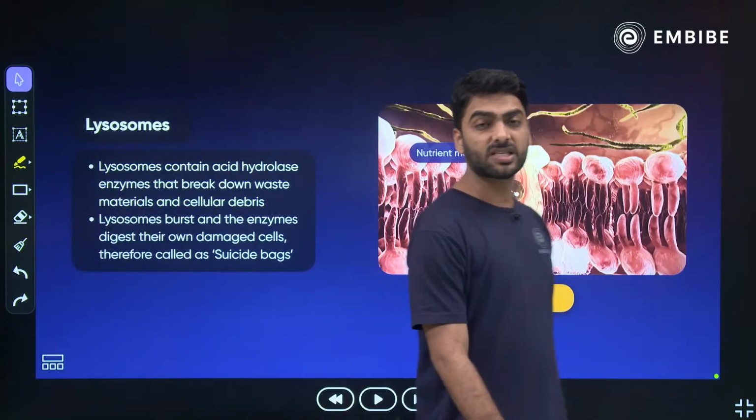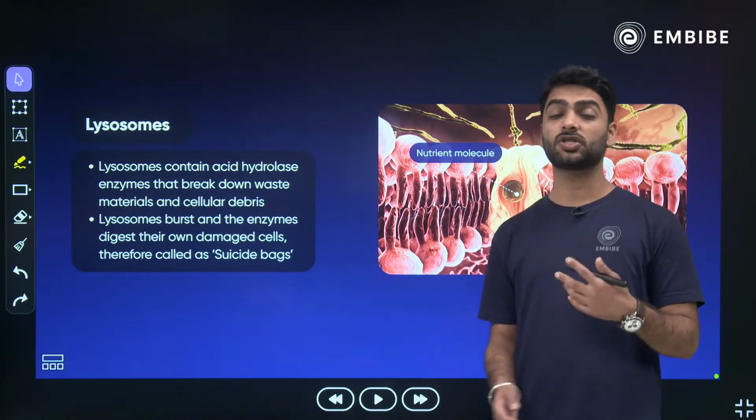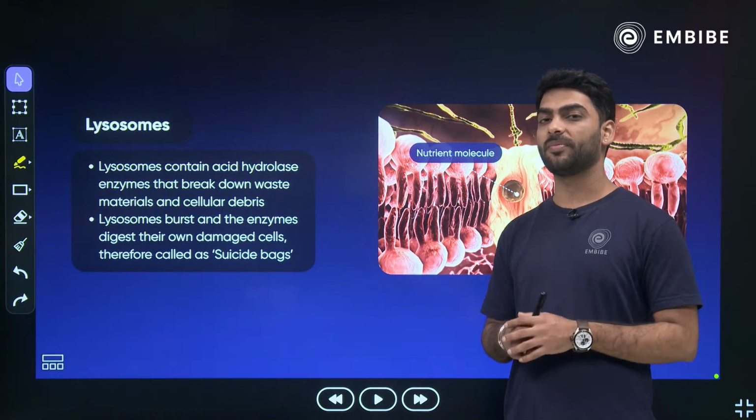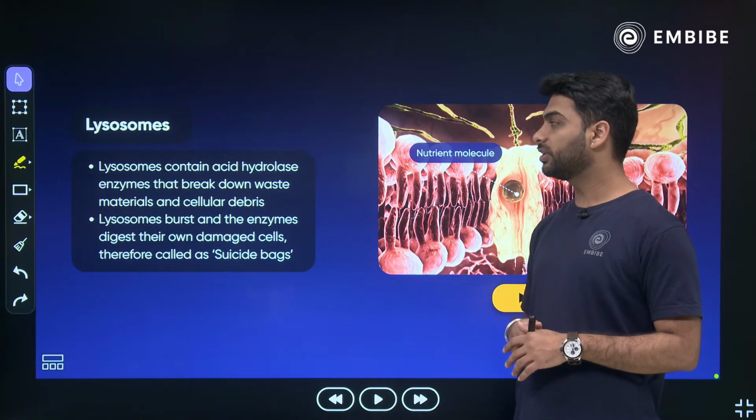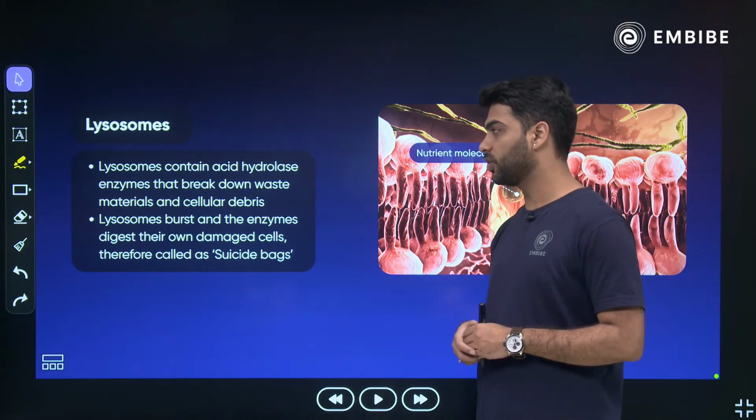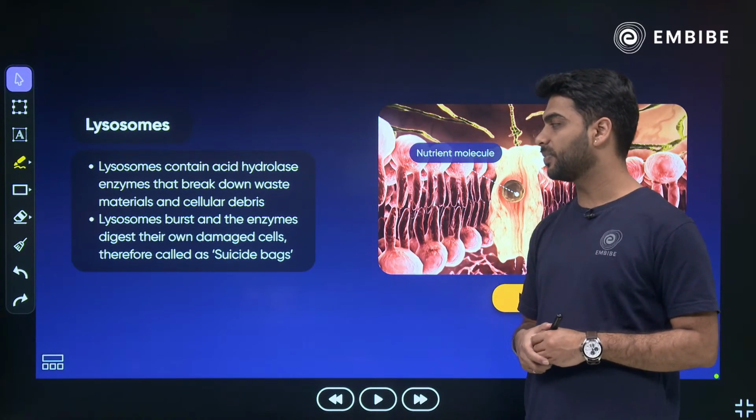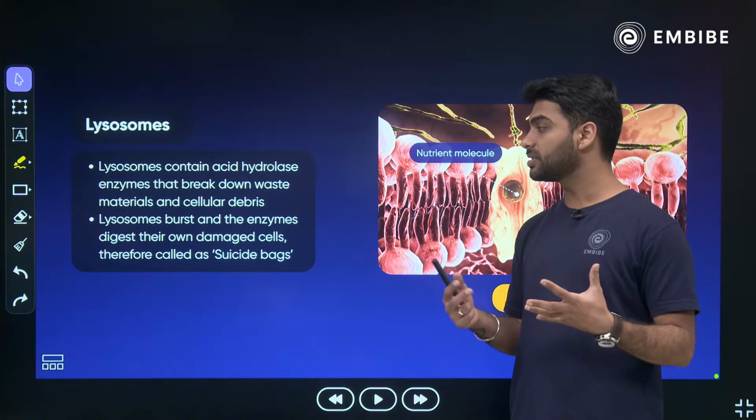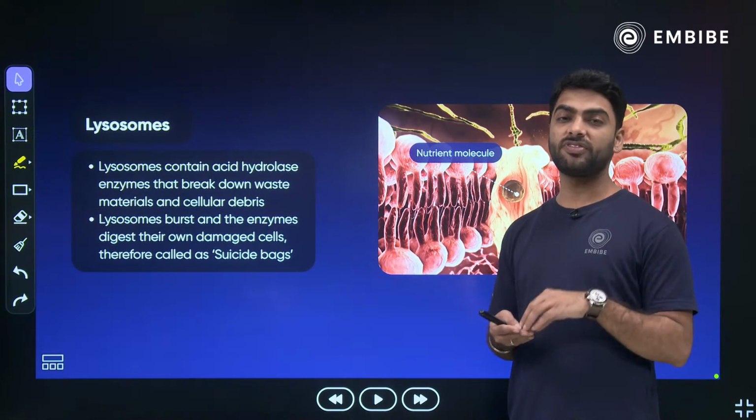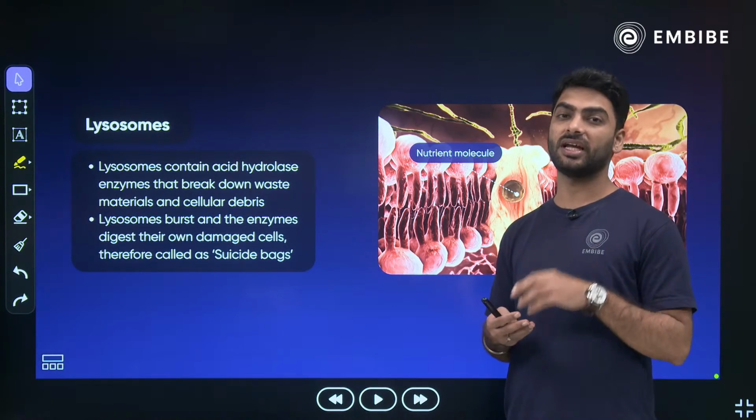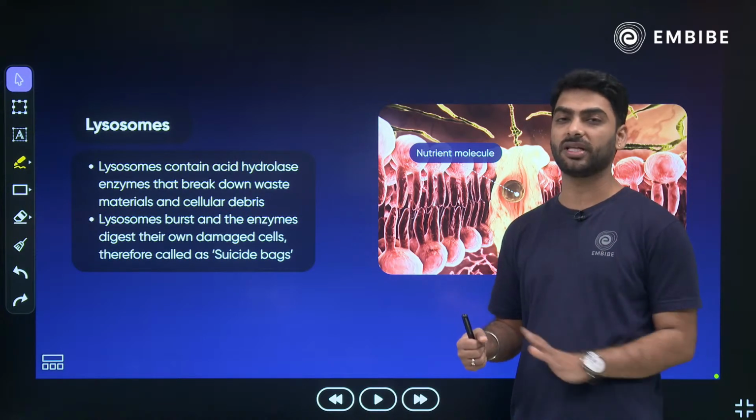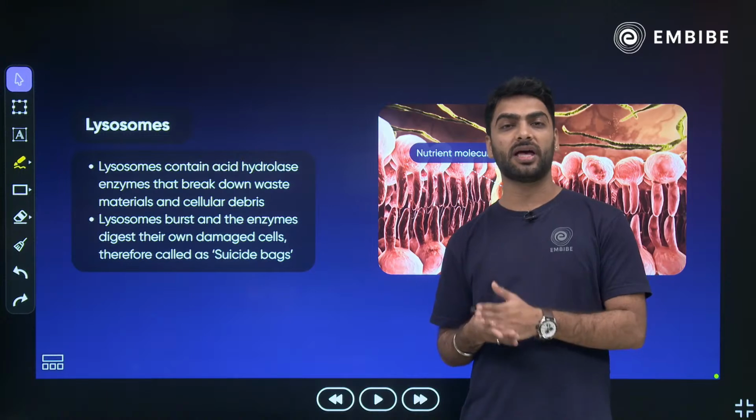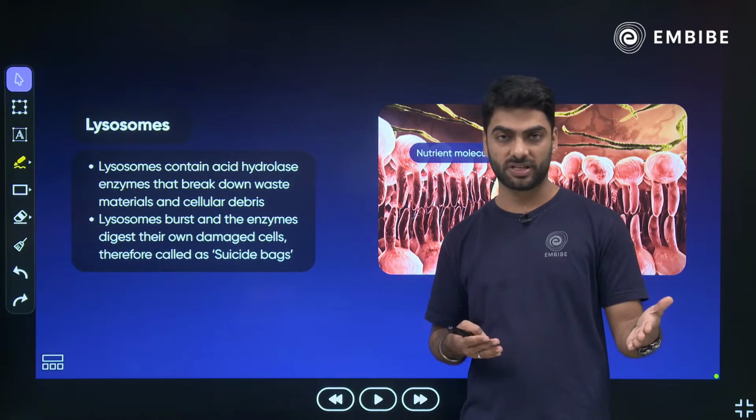Then the next one are the lysosomes. They are called the suicide bags. You can also call them the housekeeping department. They contain an enzyme called hydrolase, which will break down the waste material and any kind of foreign object that enters the cell. They will burst and destroy the cell. So, if the cell is infected or damaged, the lysosome will burst open and destroy the entire cell, and that is why we call lysosomes the suicide bags of the cell.